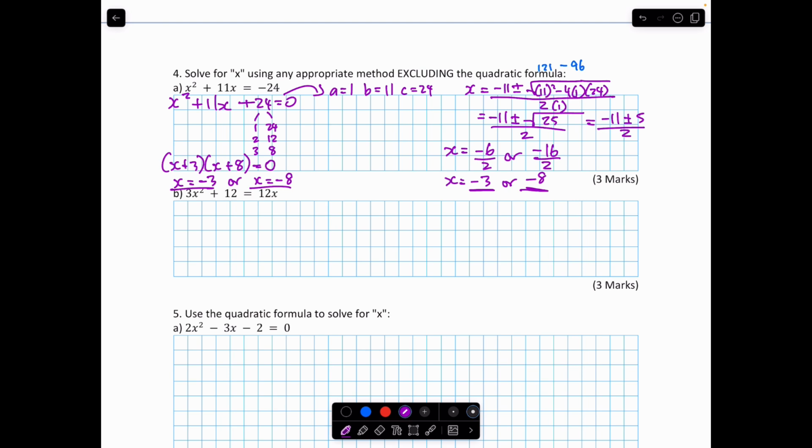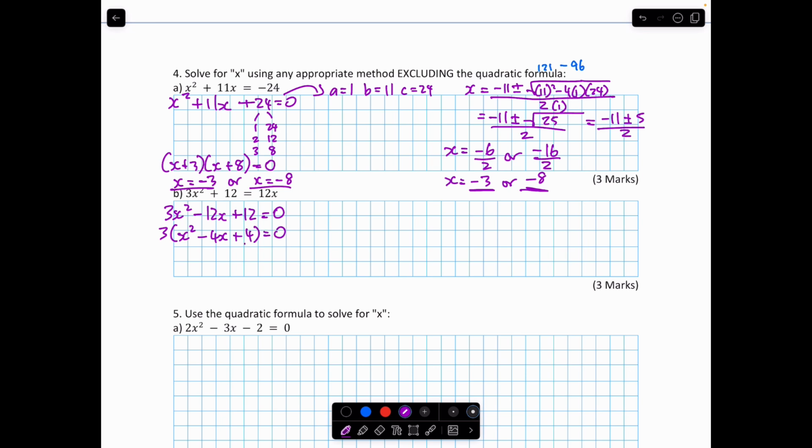Solve for x using any appropriate method, excluding the quadratic formula. This does not equal 0. So I need to make it equal 0. Opposite of positive 12x is negative 12x. And then you've still got the plus 12 on the left-hand side. So the proper way would be to remove common factors. Remove 3. You're going to have 4x left, and you're going to have 4 left.